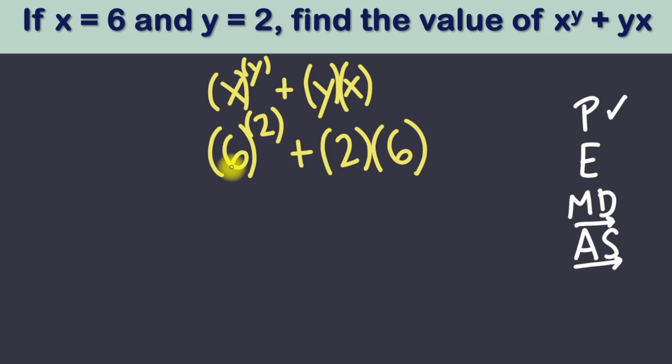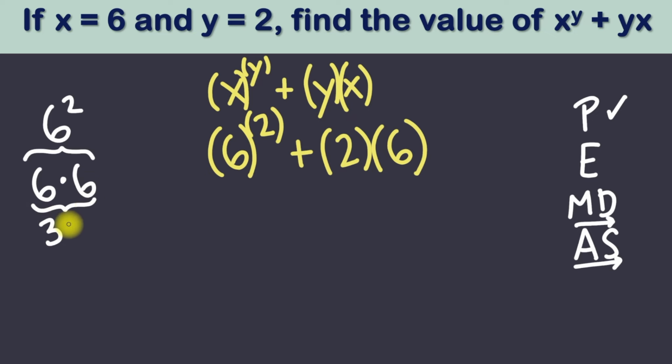We do have an exponent here, 6 to the second power. And 6 to the second power means that we're going to take this 6 and multiply it by itself 2 times. And that means it's going to be 6 times 6, which equals 36. So I'll put that directly under this 6 to the second power.